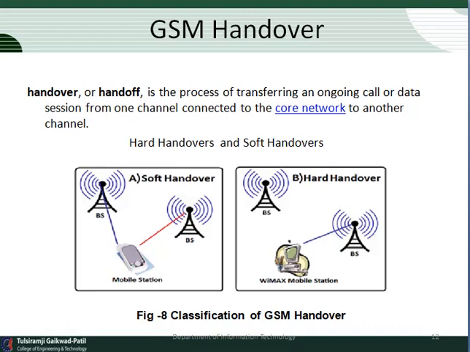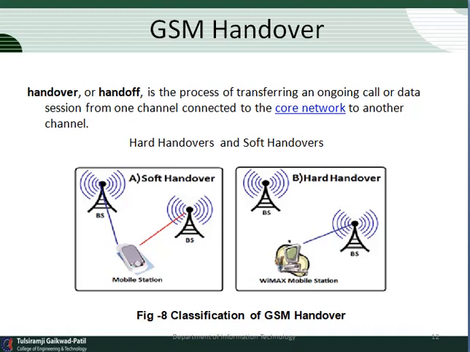Means we can share any information from one destination to another, or one source to another destination. That is, from one place to another place we can communicate. We can establish a communication between one device and another device. So handoff is a type of process which transfers an outgoing call or a data session from one channel connected to the core network. There are two types of handover, that is soft handover and hard handover.